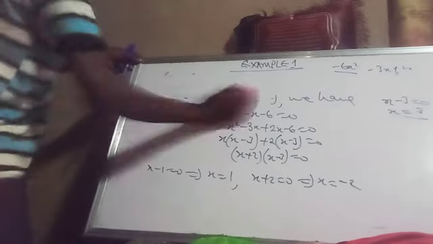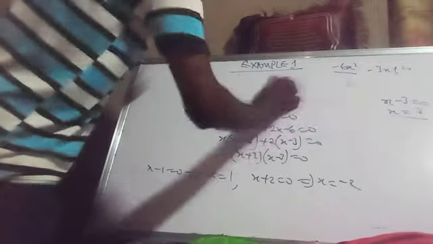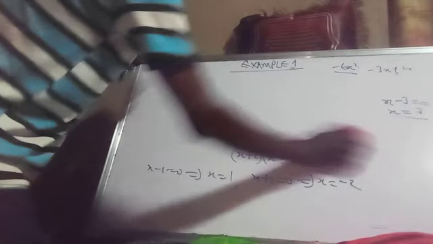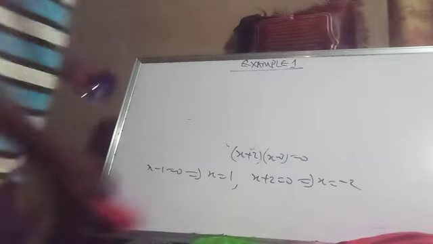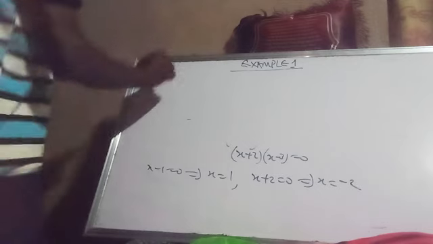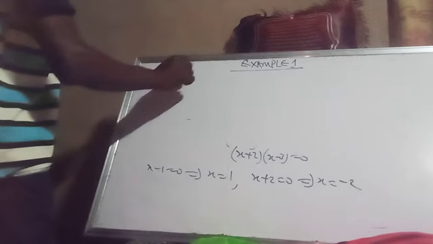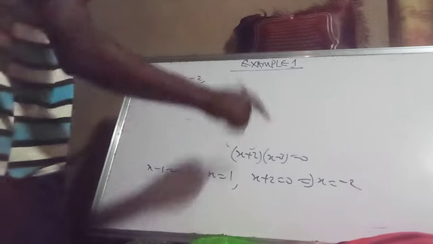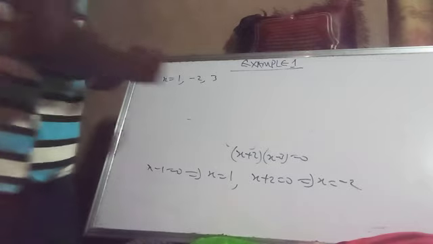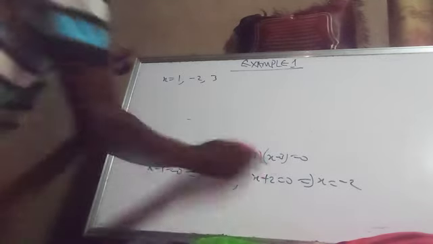So now we sketch. The last stage is to sketch. We have 1, minus 2, and 3. Let me write that down. X equals 1, minus 2, and 3. So now we sketch. It's as simple as that.